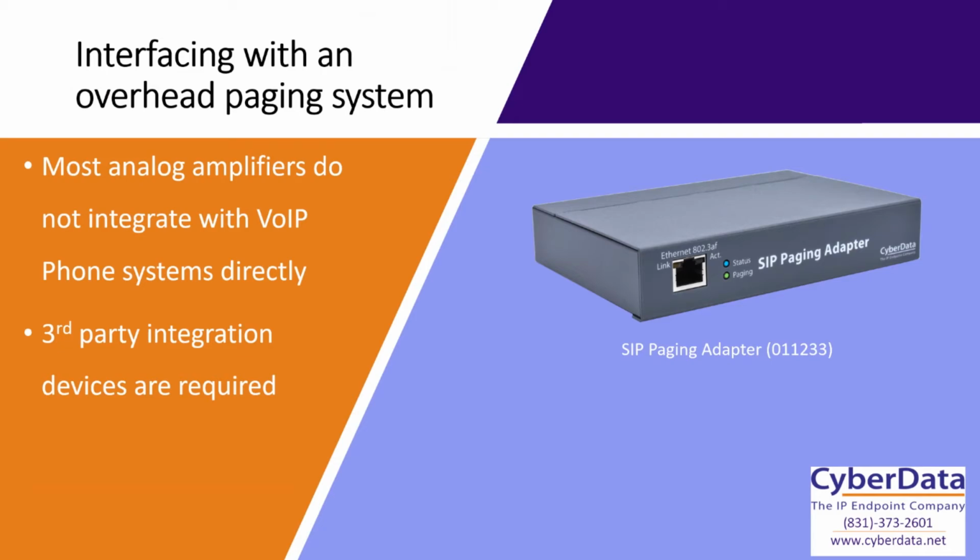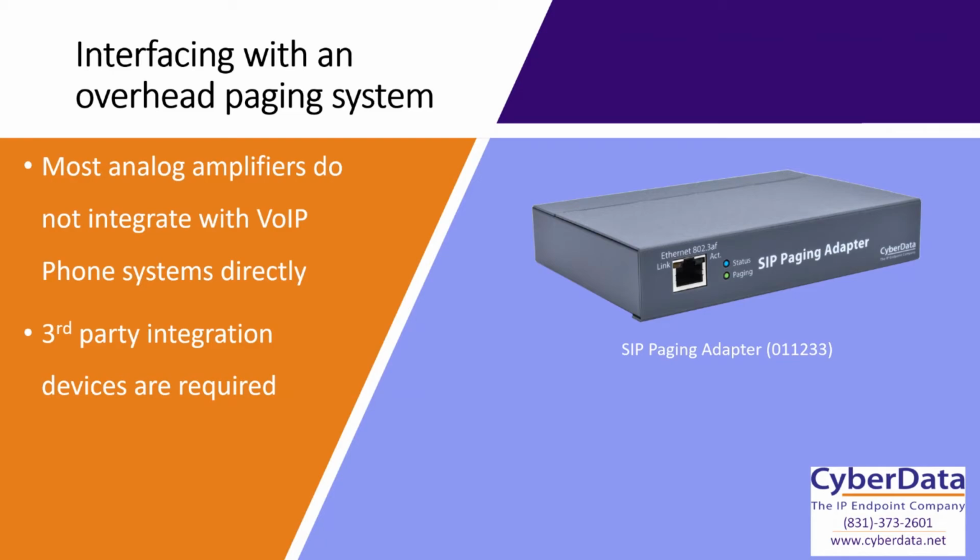So now that we've covered the overhead paging system and have a pretty good understanding of it, how do you interface with these different overhead paging systems? You've got this new fancy VoIP system. You've got your fancy RingCentral. How the heck do you connect to this amplifier?